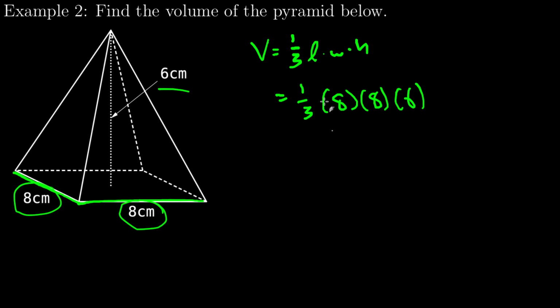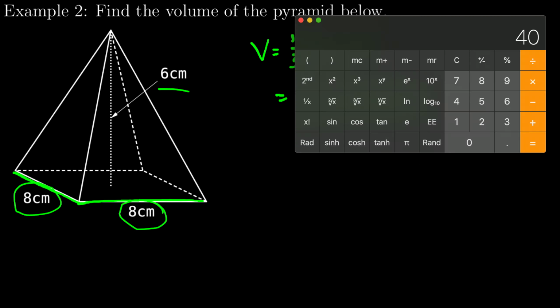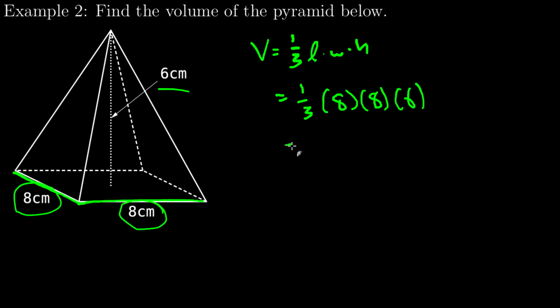I'll go to the calculator. I could do this in my head. I think it's going to be 128, but let me double check. So 1/3 times 8 times 8 times 6, 128. Okay. And again, make sure I include the units back in. So I have centimeters. It is a volume I found, so it's centimeters cubed.